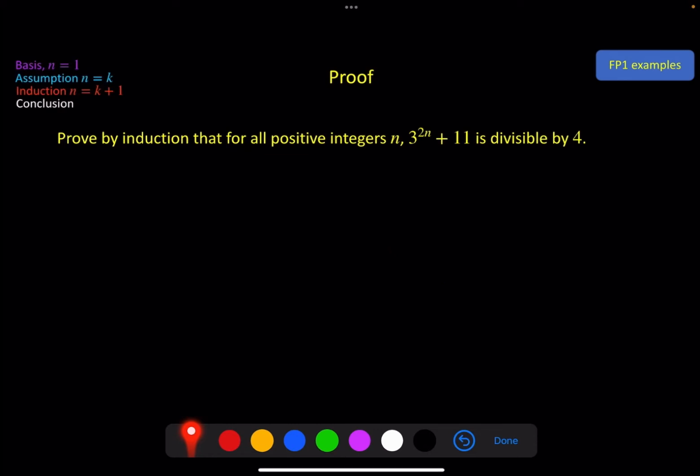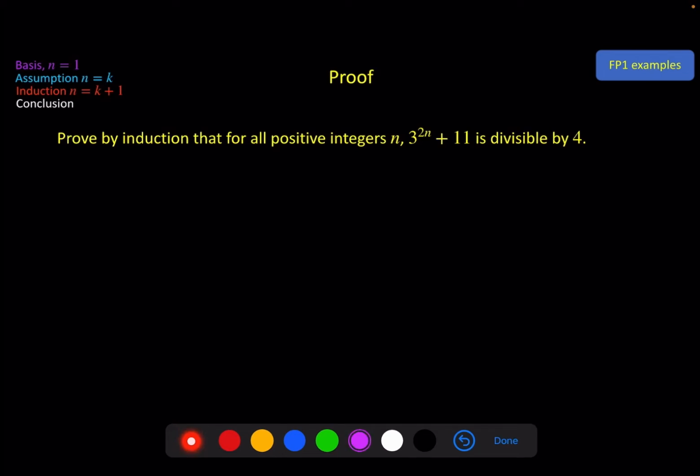Jumping straight in with an example, proof by induction that for all positive integers n, 3 to the 2n plus 11 is divisible by 4. One way you could do this is just to start playing with the expression, throw in k plus 1, and try and show it's divisible by 4. But what I want to do is to show you a process that you can do more or less the same thing every time you've got a divisibility proof.